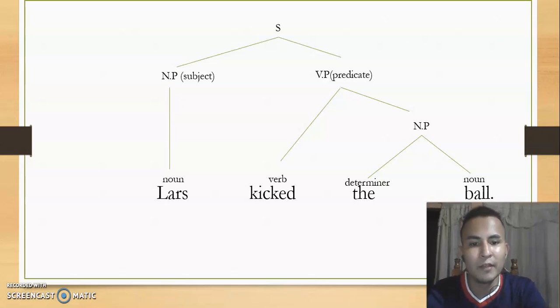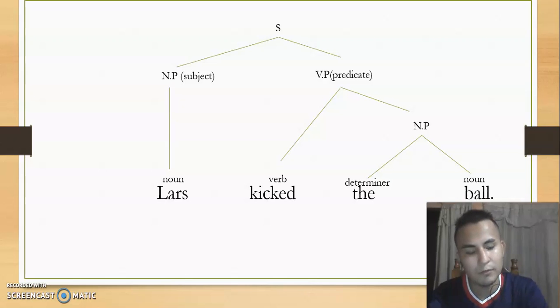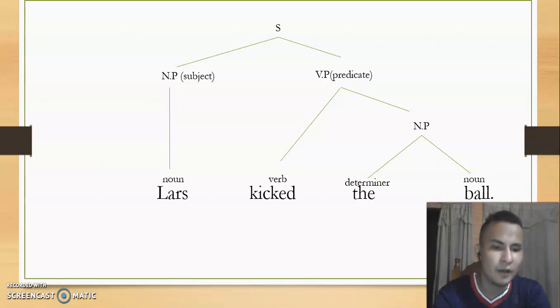Within the verb phrase, we have first the verb that is here. Kick is the verb. And we have here the noun phrase below and within the verb phrase, that consists of a determiner and a noun. The determiner is the word the. And now here is the ball, and both together are the noun phrase.